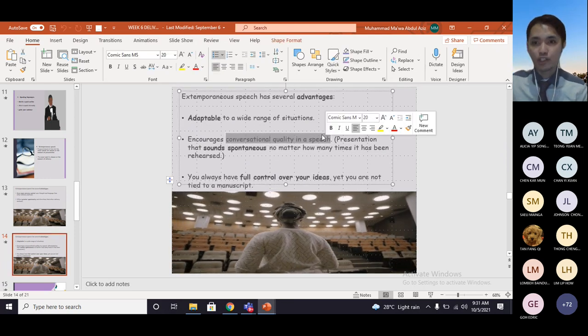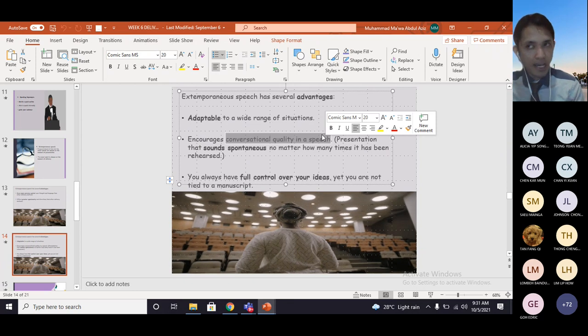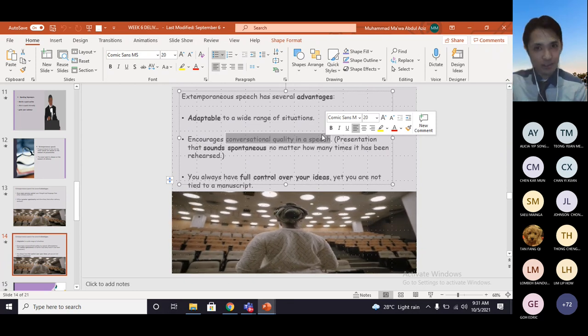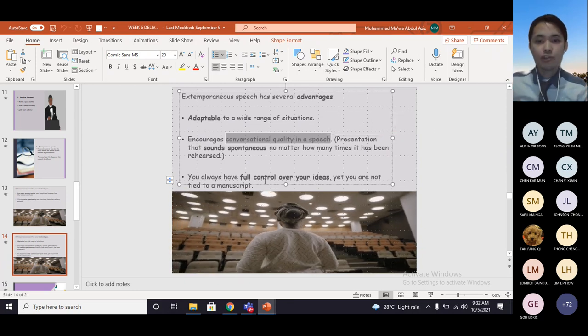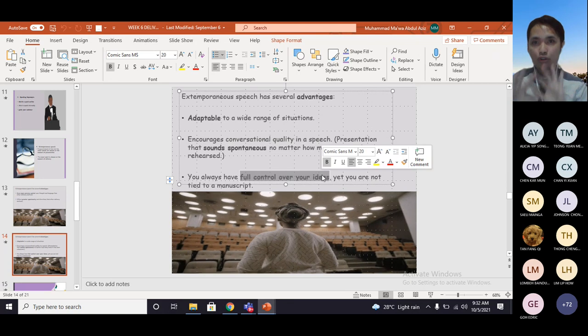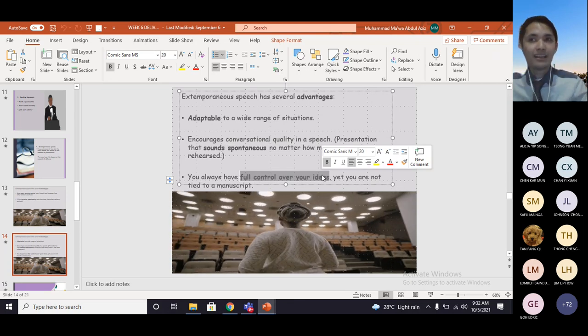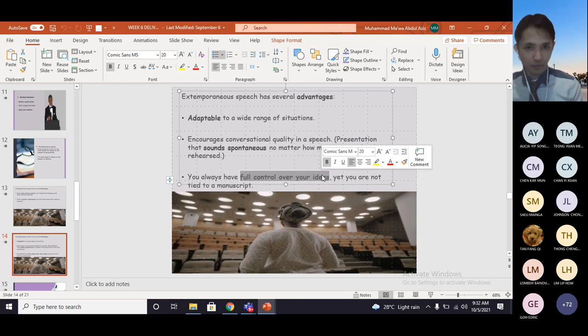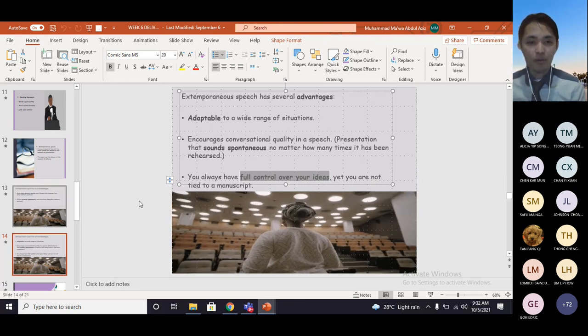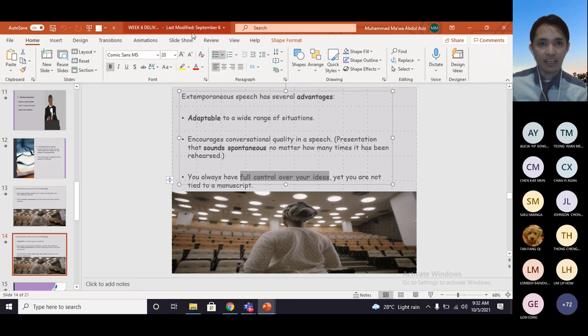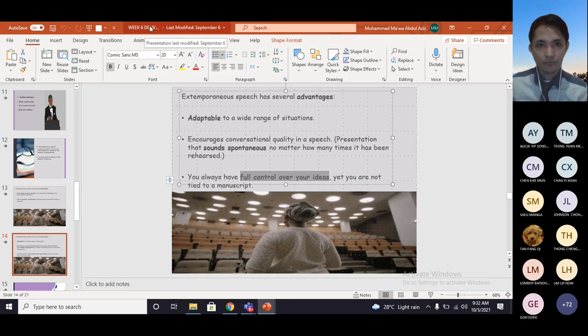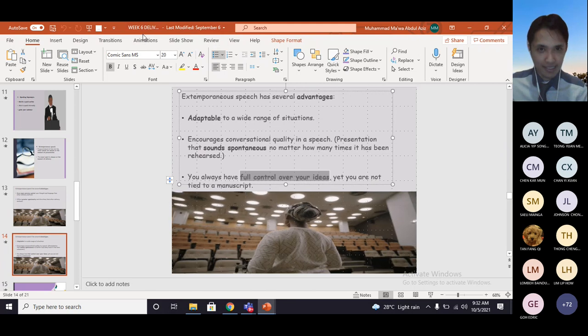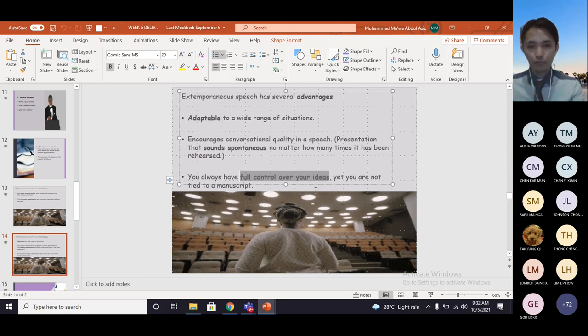It gives a conversational quality in your speech. It sounds like you are talking to someone. And you also have full control over your ideas, meaning you can change anything last minute if you want to. Okay, so these are some of the advantages. So you can get or access this information from your chapter delivery. Okay, it was conducted in week 6. So later I'll tell you where to get all of these slides.